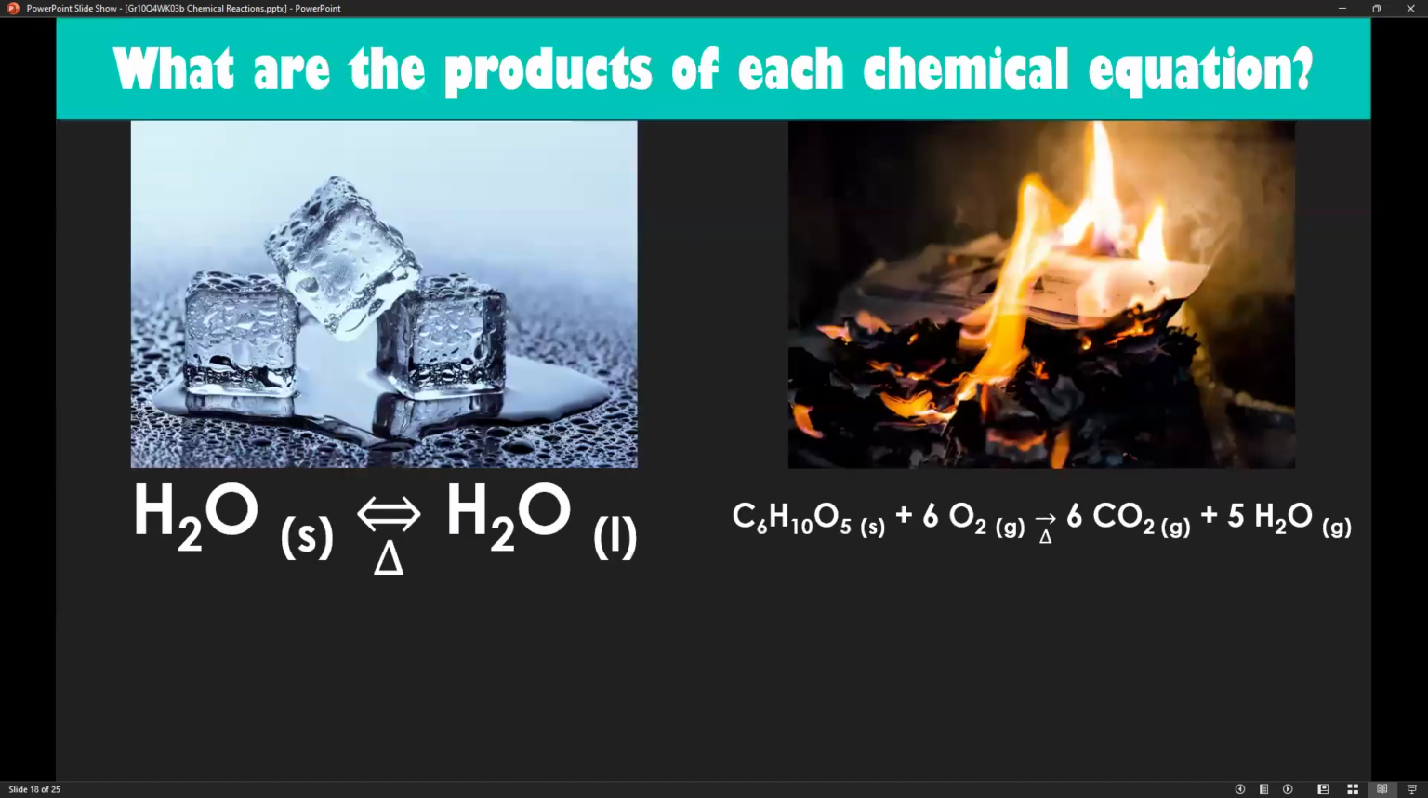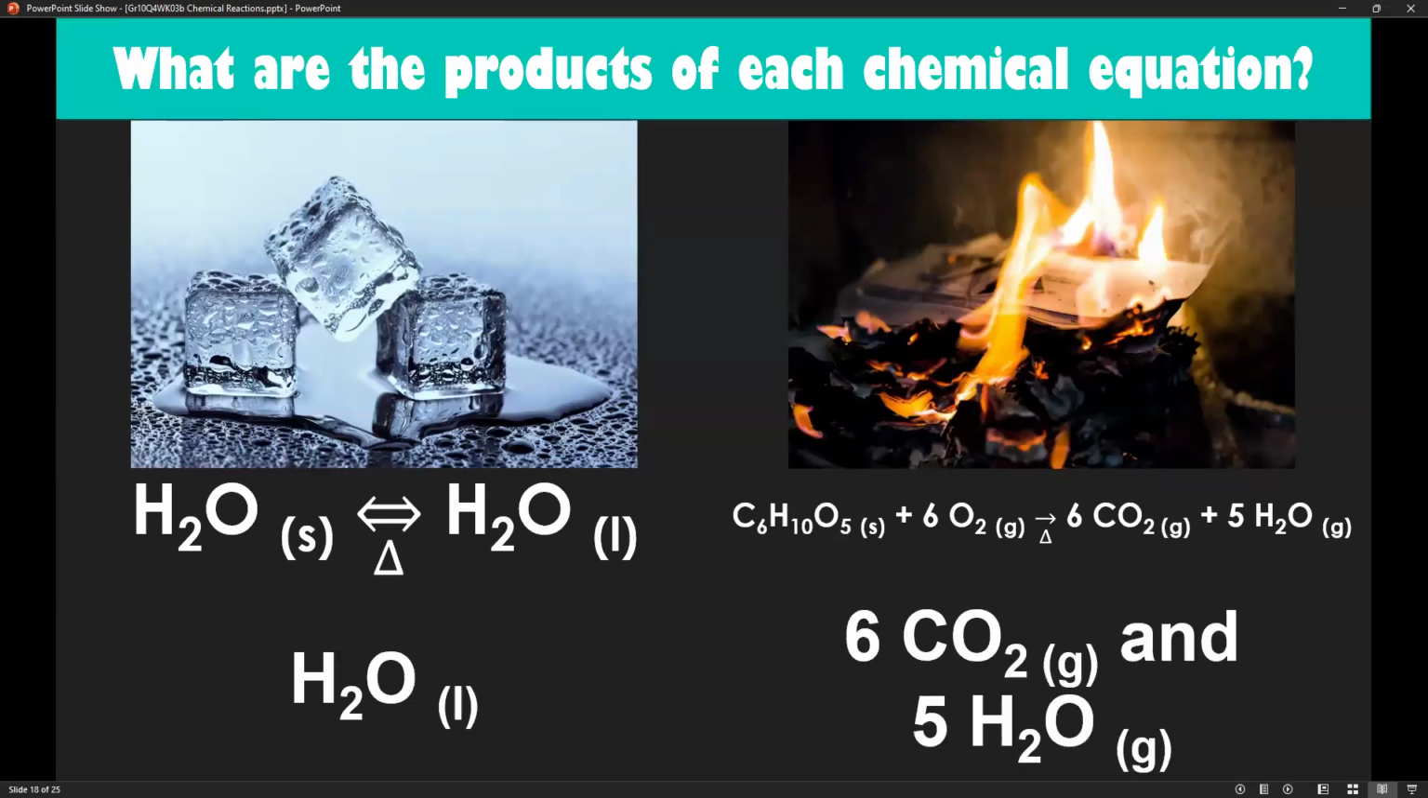So if we return back to our sample equations, the single product for melting of water is liquid water, while the two products in burning of paper are 6 moles of gaseous carbon dioxide and 5 moles of gaseous water.